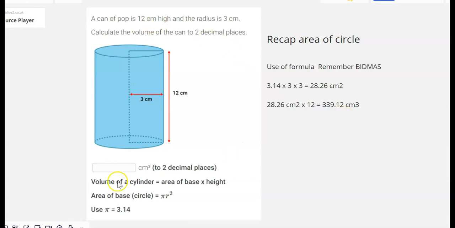Okay, so going back, recapping the question to see whether we've answered it all, it does say 2 decimal places, and we do have the measurement in 2 decimal places.